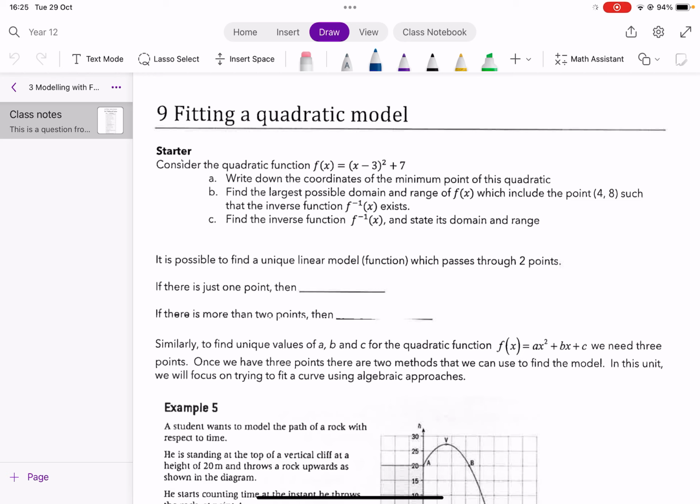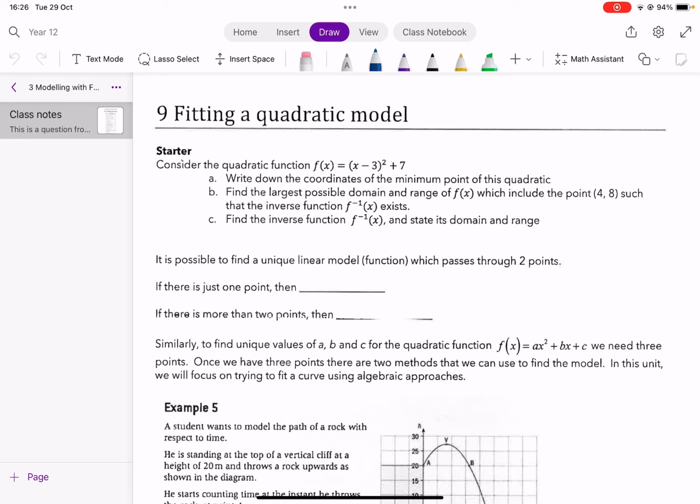So we spent a bit of time looking at quadratics and finding their inverses last lesson. Pause the video and have a go at the starter, that's on that same topic. Okay, hopefully you've had a go at that. You should be able to find the answers on our OneNote. So let's keep going through this.